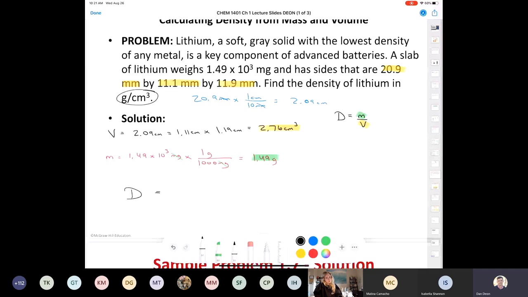And when you punch that in your calculator, you end up with 1.49 divided by 2.76. You get a big number. You get 0.53985502. I'm going to discuss sig figs soon, but in the interest of time, I'm just going to say 0.540 grams per centimeter cubed.